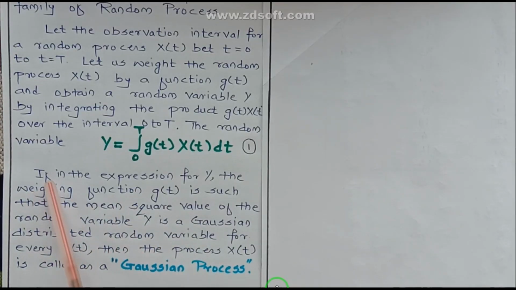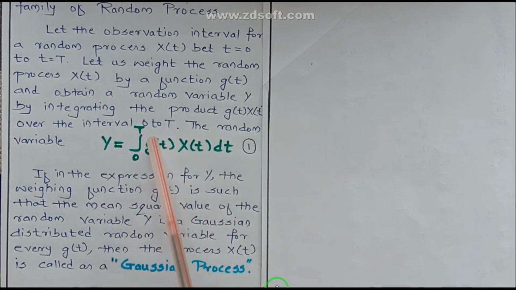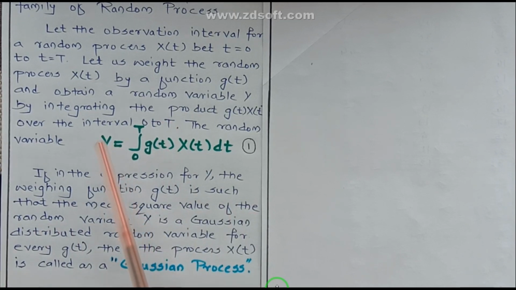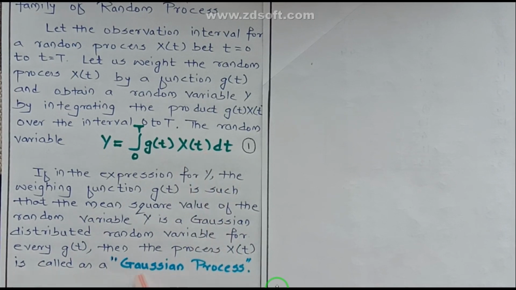Now if in the expression for this y, the weighing function g of t is such that the mean square value of the random variable y is finite, and y is a Gaussian distributed random variable for every value of g of t, then the process x of t is called a Gaussian process.